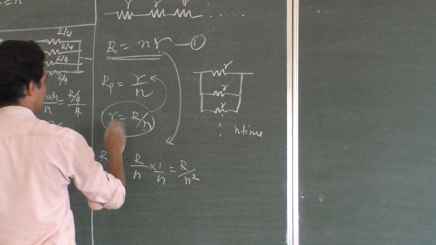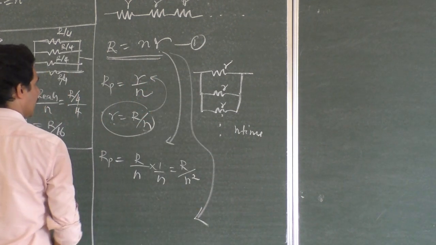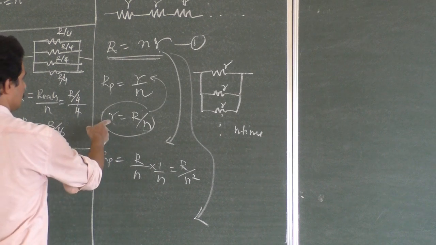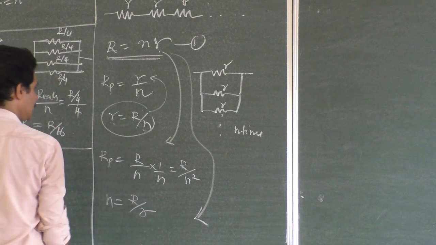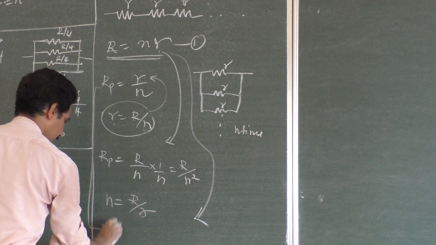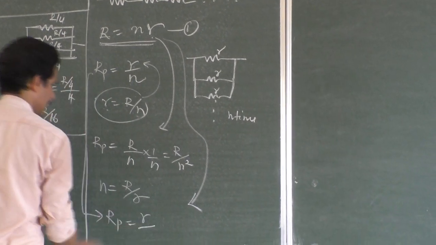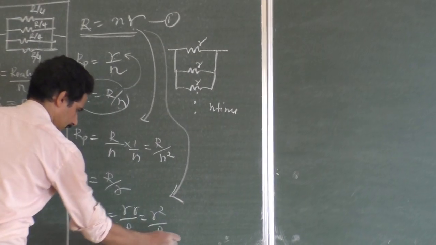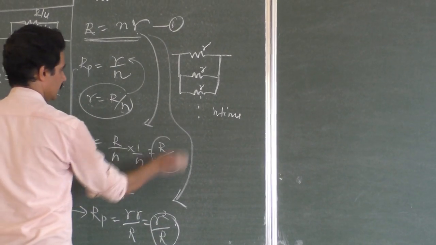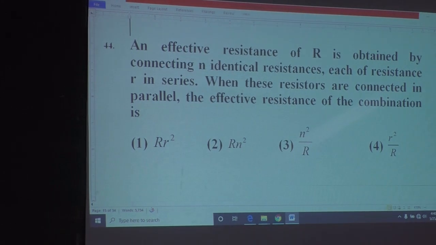We will change this. So I can write this equation as, we have substituted for small r, now let us substitute for small n. n is equal to R by r. If n is equal to R by r, what does Rp become? Rp is equal to r by small n. Small n is R by r. So what is this? r squared by capital R. Do we have this one, or anyone? We have small r squared by capital R. So option number 4.